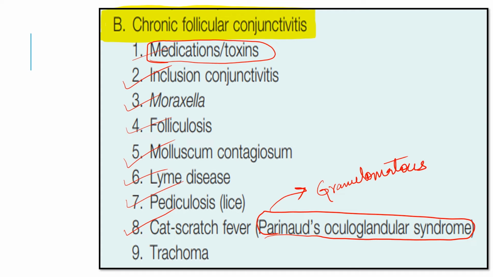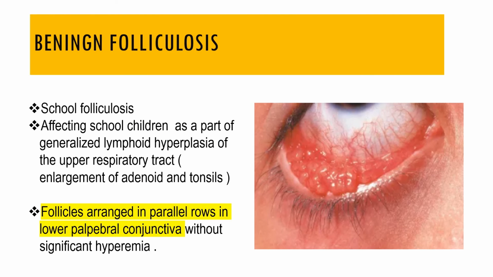Then in trachoma as well, you will specifically see these follicles in the upper eyelid. Now, you do not always have to treat the follicles. Follicles can also be benign. For example, benign folliculosis, also called school folliculosis, basically affects school children as a part of generalized lymphoid hyperplasia. School-going kids normally have this lymphoid tissue hyperactivity. They have hyperplasia of the lymphoid tissue in the upper respiratory tract, like enlargement of the tonsils and the adenoids.